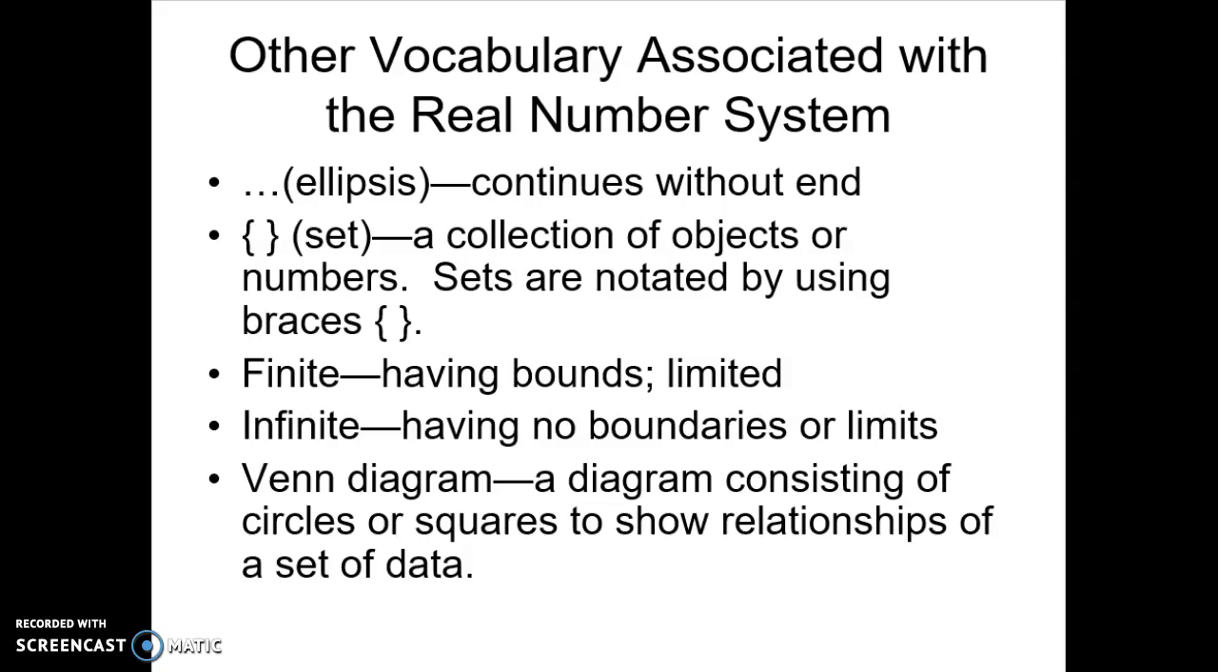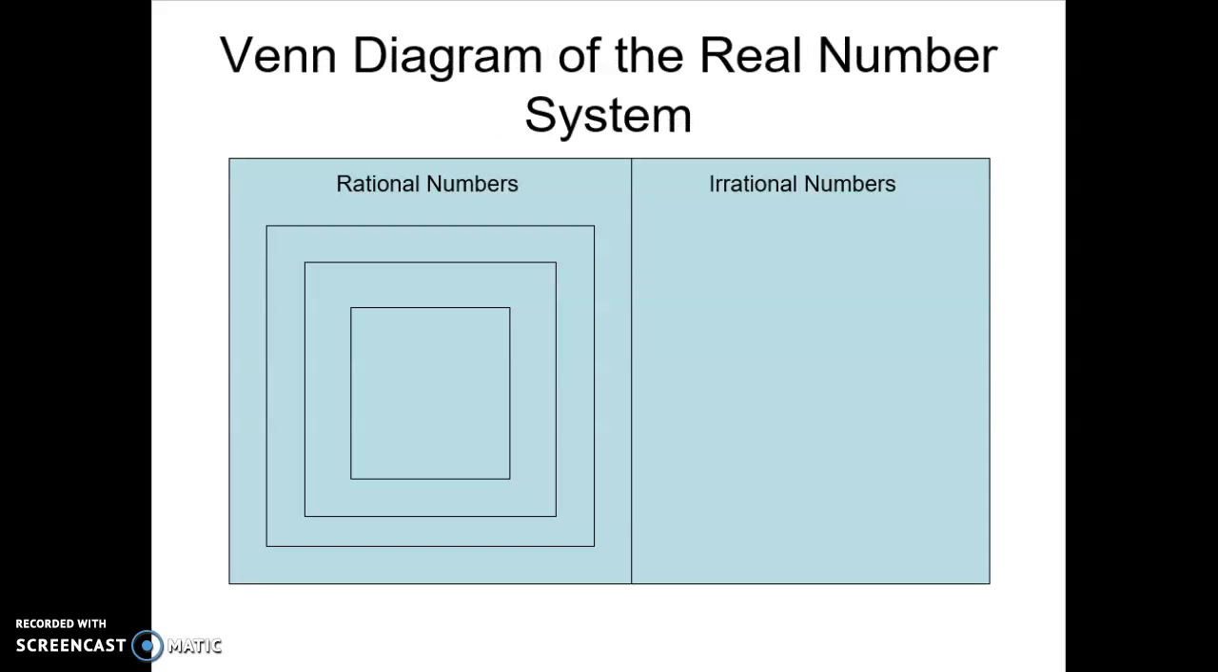And then the last thing that you see, we're going to talk about a Venn diagram. A Venn diagram can be used to show answers. We use circles and squares to show the relationships between sets of data. Here's a Venn diagram for you to look at. I'm sure you've seen these before.